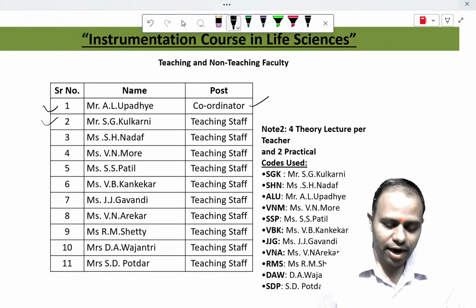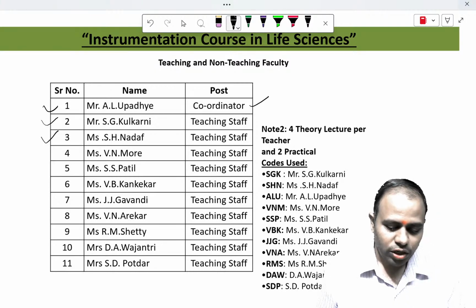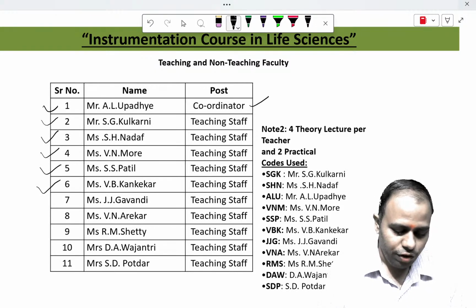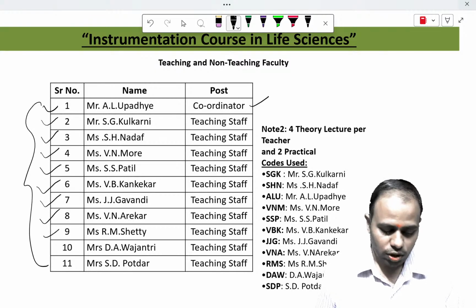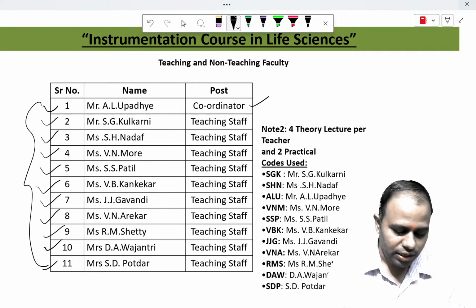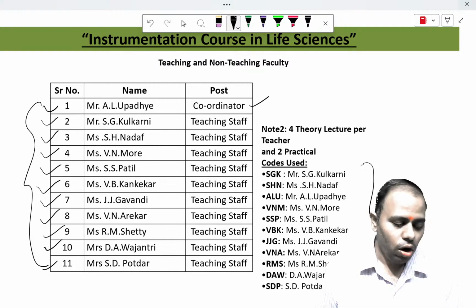Then S.H. Nadaf madam is there. She is the head of the biotechnology optional department, Vivekanand College, Kolhapur. Then there are other faculties of the department, namely V.N. More, S.S. Patil, V.B. Kankekar, J.J. Gaundi, V.N. Arekar, R.M. Shetty, D.A. Vazantri, and S.D. Potdar. There are a total of 11 faculties that will be teaching you this course. The faculty code for each one of them is given over here, so that you can see what all courses are being allotted to these teachers.